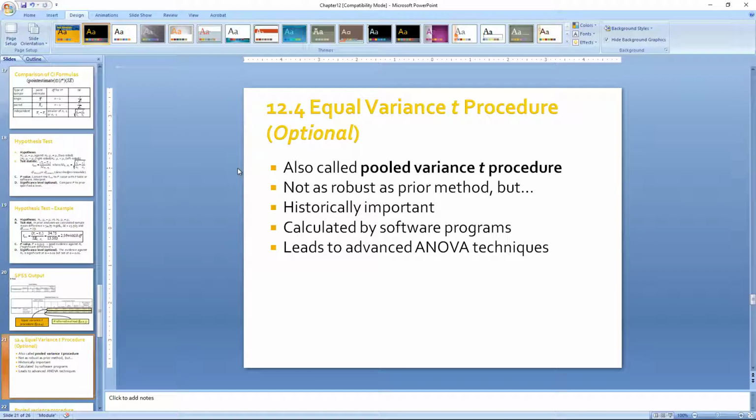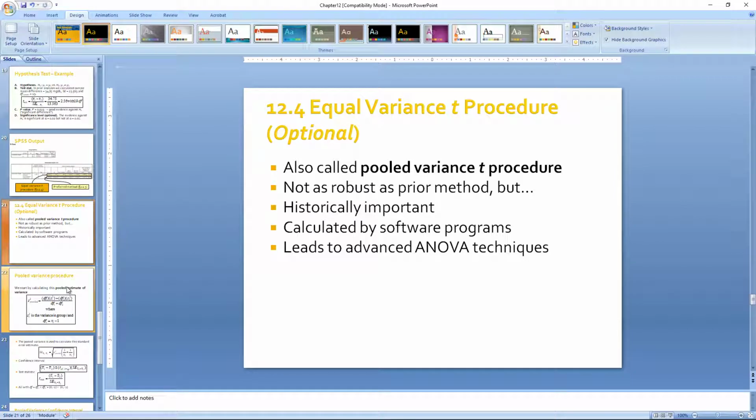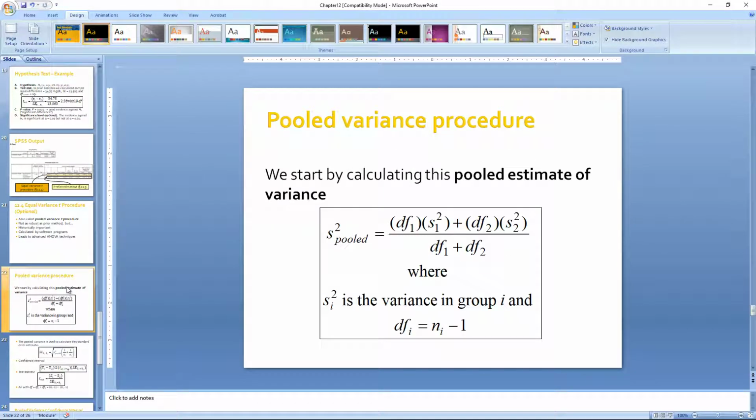So when we get into equal variance t procedures, this is kind of optional, and what this is eventually going to lead us into is advanced ANOVA techniques. It's also called pooled variance t procedures. It's not as robust as the prior method, but it's historically important. We calculate it by software programs. We can do it by hand with small samples, which is what we'll be doing. So for pooled variance procedures, we start by calculating the pooled estimate of variance.